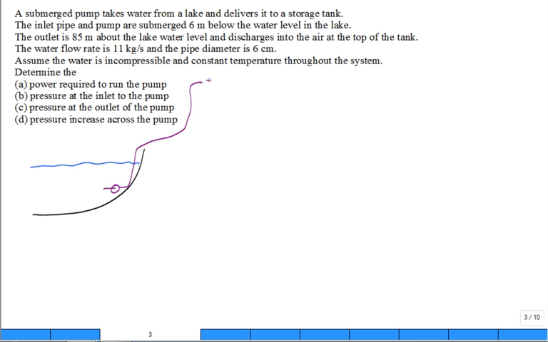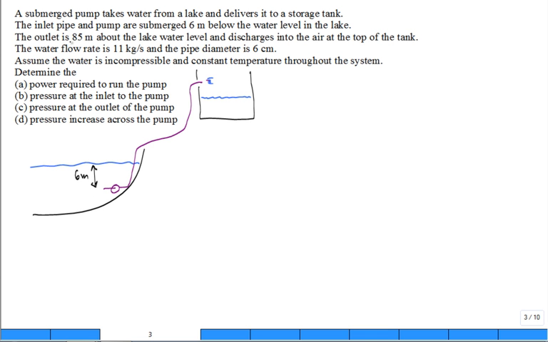The water gets spit out at the end of the pipe and it's collected in a storage tank that's at a higher elevation. But the pump is submerged and the inlet to the pump is submerged 6 meters below the water level in the lake. So if I wanted to introduce, I would say this depth here is 6 meters.